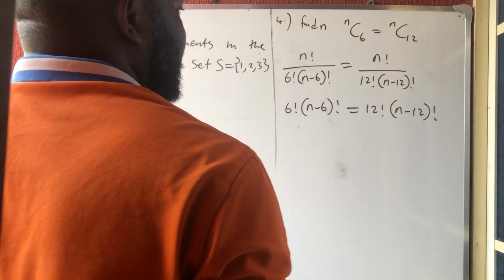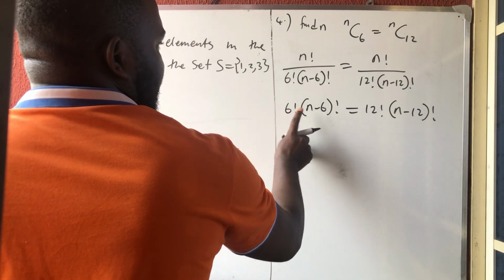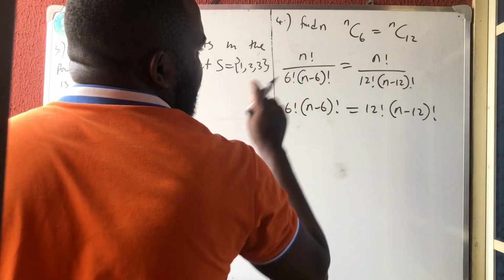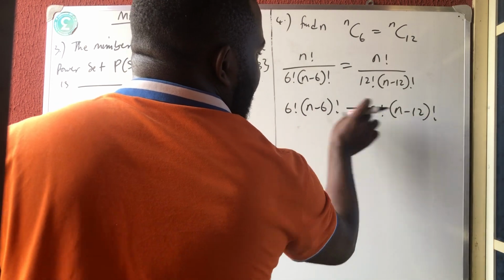Now if you look at this now, for these two things to be equal, if I have 6 factorial here, I need to have the same 12 factorial here. So this should be 6 factorial 12 factorial, or this one will be 12 factorial 6 factorial, so that they will be the same thing.